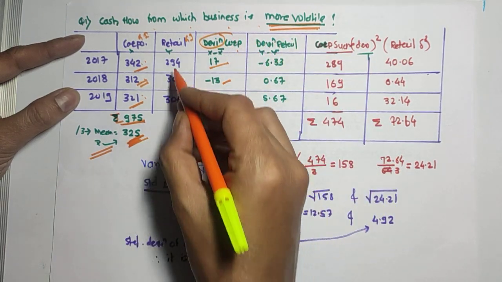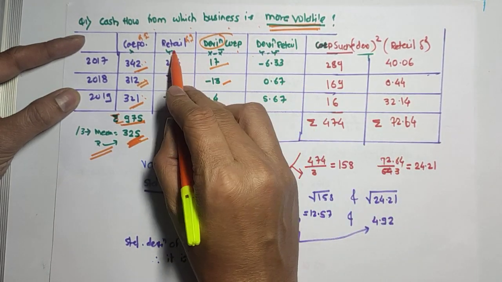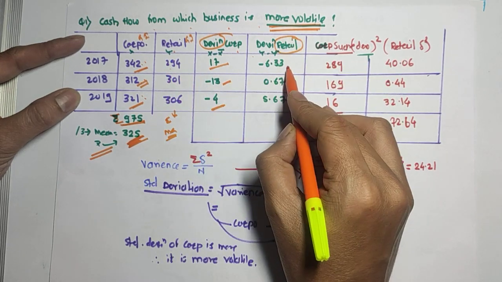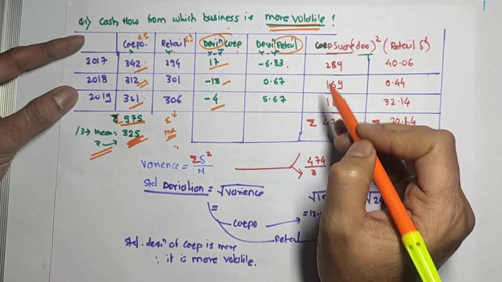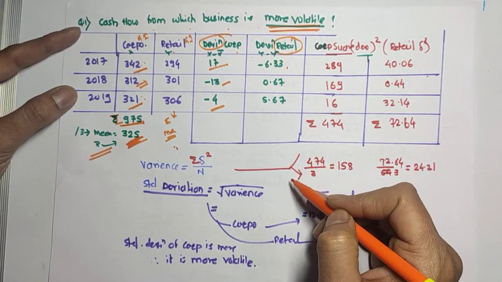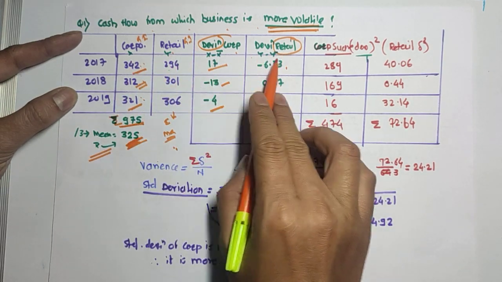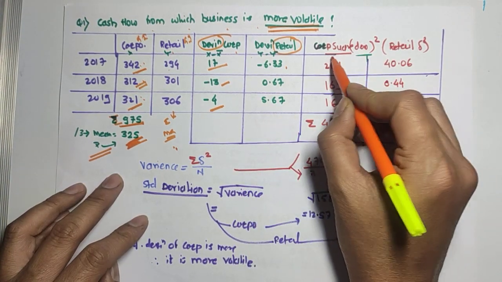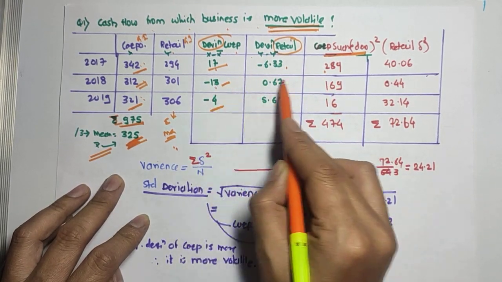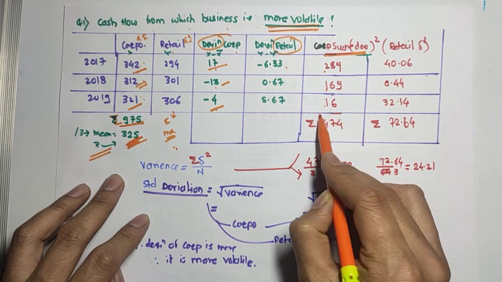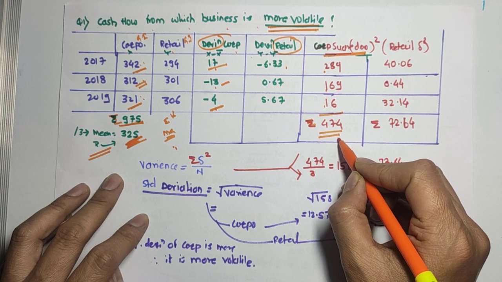Similarly, you have to find the summation, then the mean, and find the deviation for retail also. I have not shown it here, you can easily calculate at your home, right? I am not going into detail, I am just explaining so that you can easily understand the concept. Next, you have to square the deviation. For example, 17 square is 289, 13 square is 169, 4 square is 16, and sum them all. That is the square of the deviation.